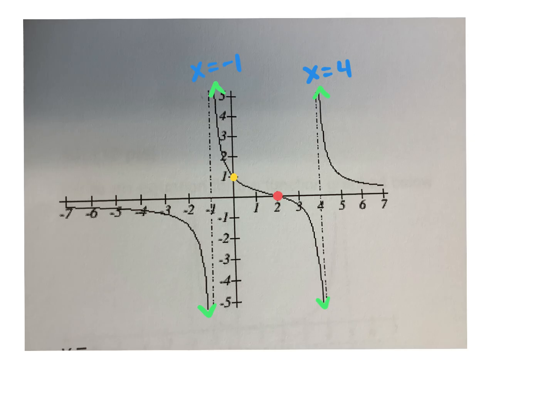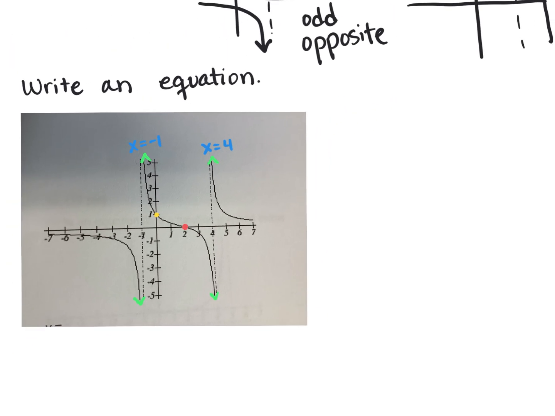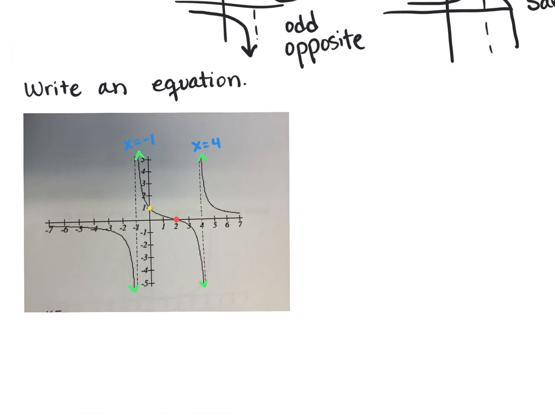So as we start with these questions, the first thing that I generally tell kids to do is determine your x-intercept. So we have an x-intercept at x equals 2. So for my equation, that means that if I have x equals 2, I have to have the factor x minus 2 in my numerator. Now, as I look at it, I'm trying to figure out, are there any other x-intercepts?